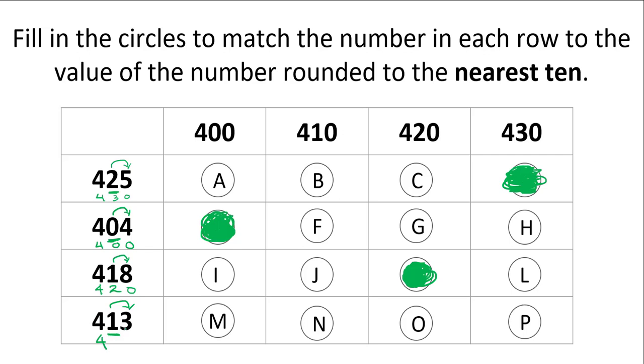Well, the 4 will remain the same. The 1 will remain the same. But everything after the underlined digit becomes a 0. 410. Where's 410? There it is. Bubble it in, bubble it in. Whew, we did it. Good job, guys.